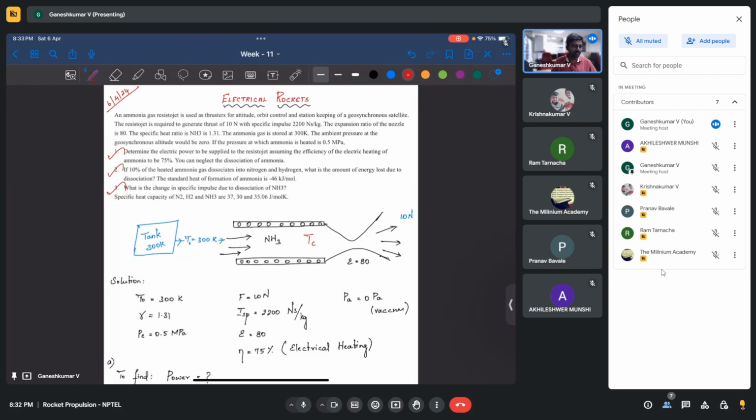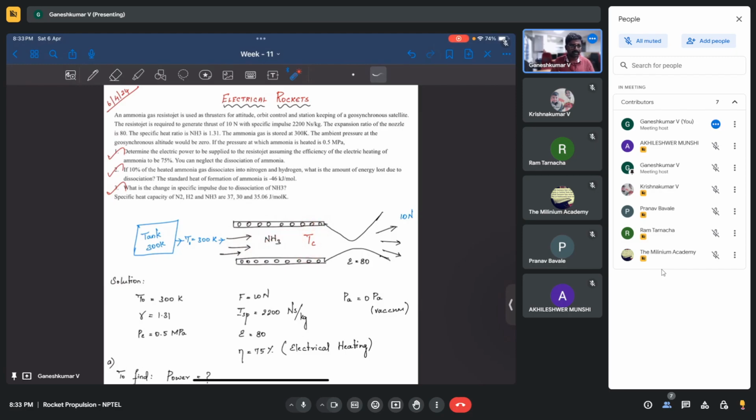I think a few people joined after I started the question. Maybe I will quickly revise this question once more so that it will be easier for you. What we did today was we have this resistor jet thruster where you send an electrical current through these resistance wires mounted on the surface of this thruster, and because of the electrical resistance this surface gets heated up, and when the ammonia gas flows through it, the ammonia gas also gets heated up and goes to a higher temperature.